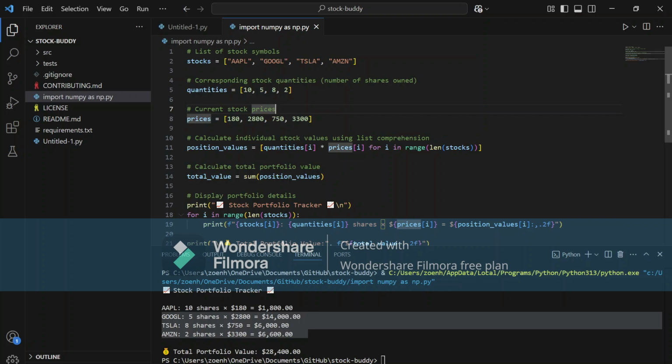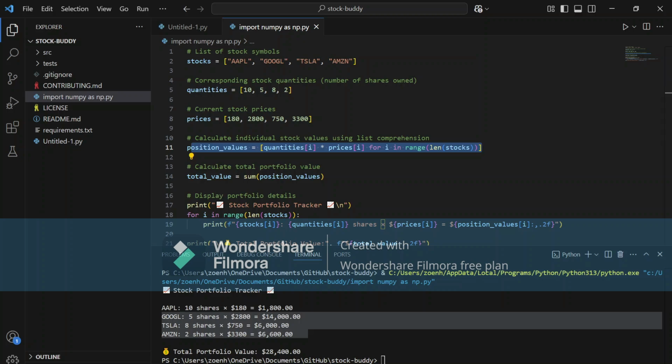All right. So diving into our position values. We want to calculate the stock values using list comprehension. Our position value is equal to our quantity times our price. That's how we get the amount of money that we have for i in range(len(stocks)). This is pretty much looping over the list. Since stocks has 4 items, it's going to be multiplying these two lists here.